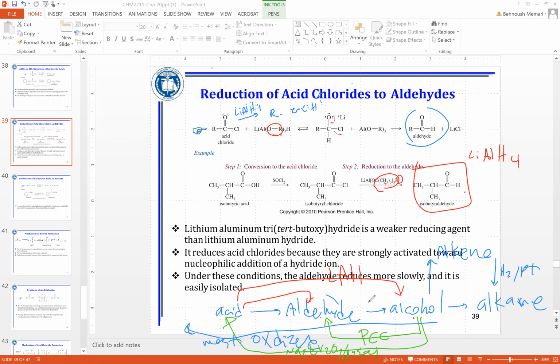If you want to do reduction, if you're going from acid to primary alcohol, you can use LAH directly. But if you want to stop at aldehyde, you must use poisoned LAH. So in this case, you are using Li, and then the poisoned one, OC(CH3)3 and H. So basically, instead of the 4 hydrogens, you are using only 1 hydrogen to stop at the aldehyde step and not go all the way to primary alcohol.